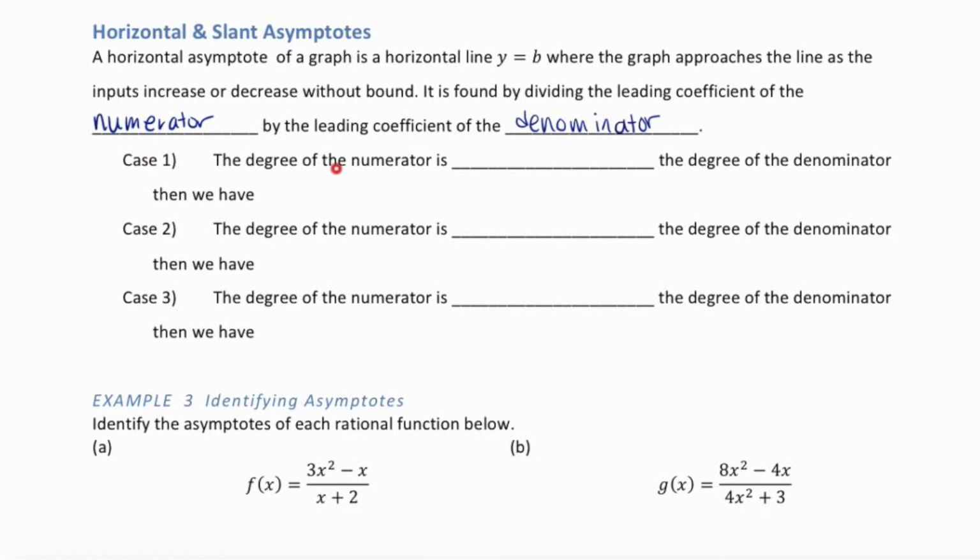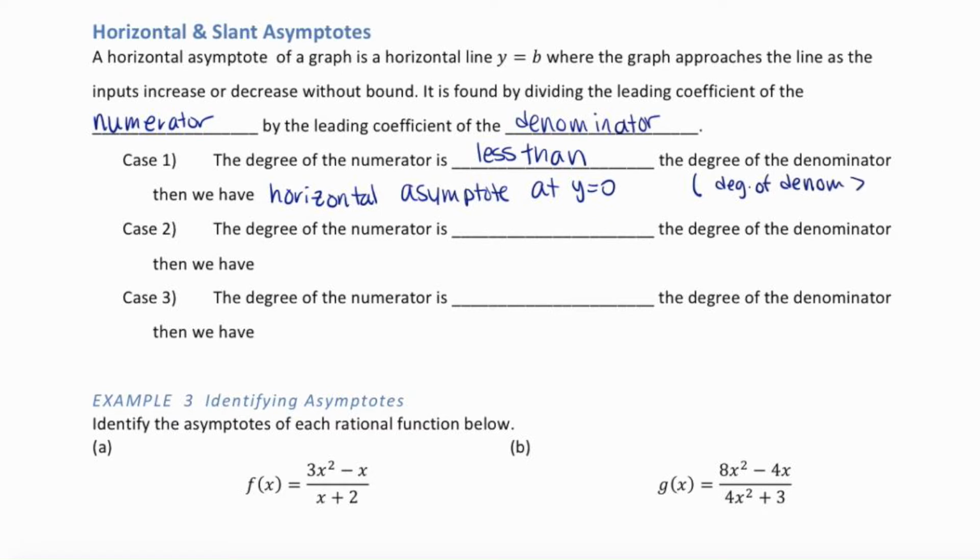Case 1, the degree of the numerator is less than the degree of the denominator. Then we have a horizontal asymptote at y equals 0. And remember, if the degree of the numerator is less, this also tells us that the degree of the denominator is greater than the degree of the numerator. That is the language used by your textbook.